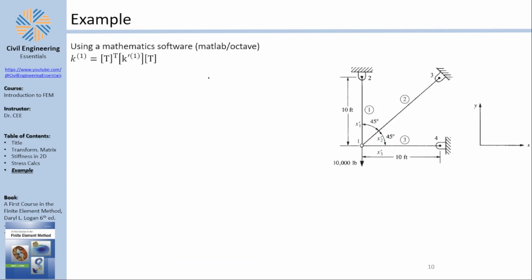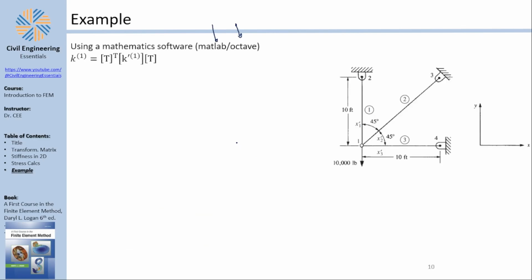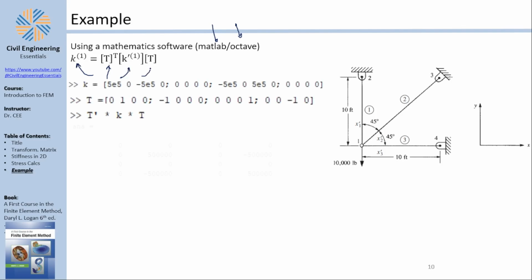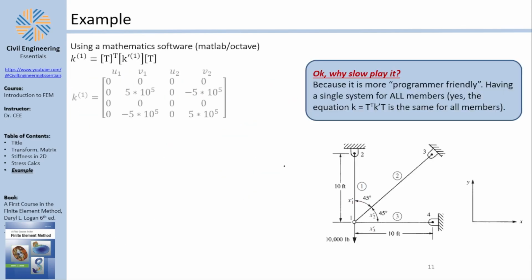You should be using a software like MATLAB or Octave because this is now matrix multiplication. You could do it by hand, but it takes a lot of time. So you should have access to MATLAB or Octave or any mathematical software in which you're going to say the global stiffness matrix of the element equals T transpose K T, and you can see me inputting this in MATLAB and getting this exact value.